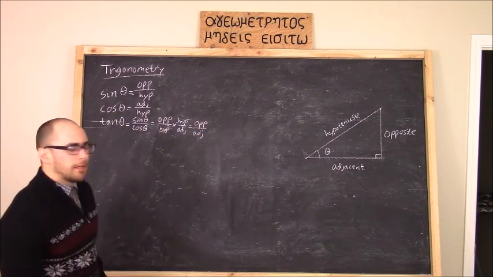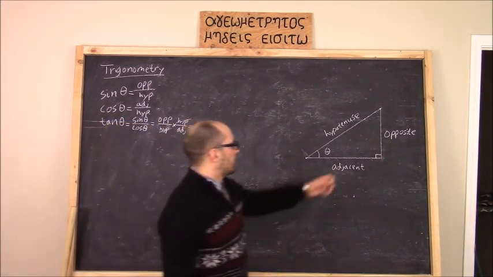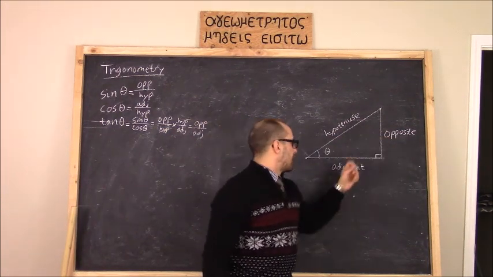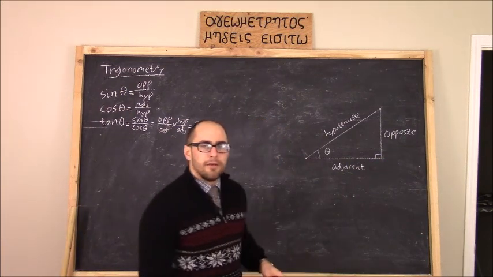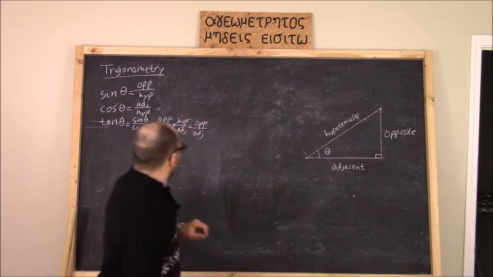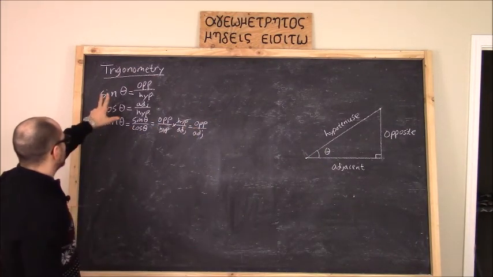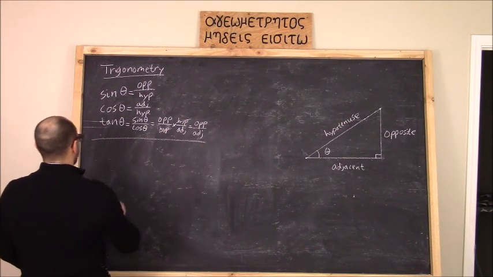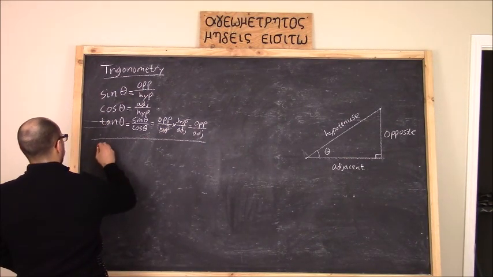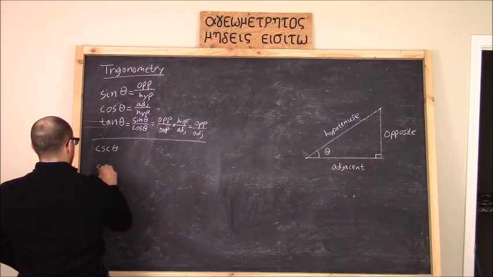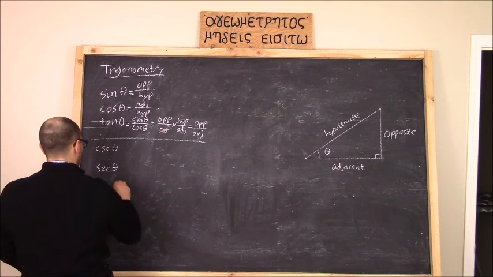So that way, given any two sides, whether adjacent and a hypotenuse, opposite and a hypotenuse, or opposite and adjacent, we can find a way to relate that to the angle theta. Now, these are the three primary functions in trigonometry. We also have cosecant theta, secant theta, and cotangent theta.